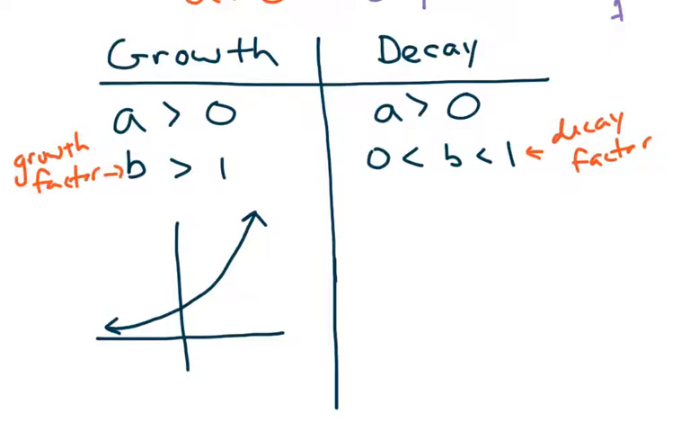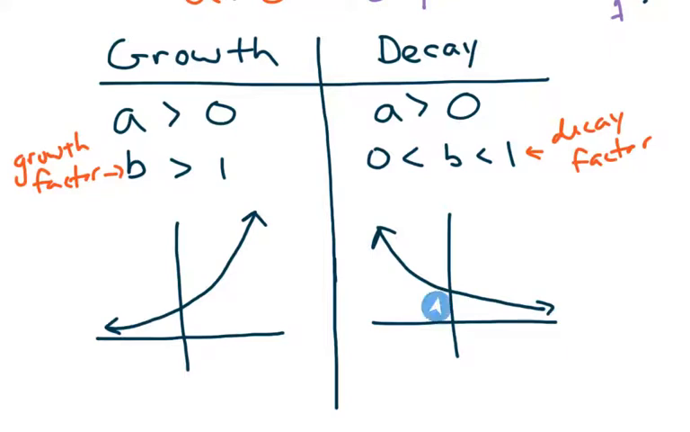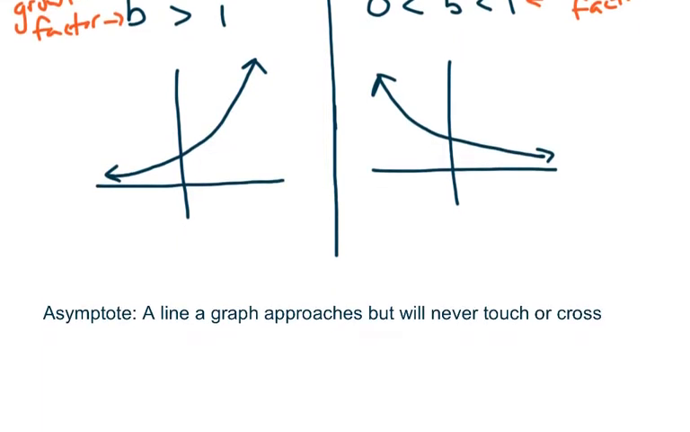For a decay function, it looks very similar, except it just kind of looks like a reflection in the y-axis. We just kind of flip it over the y-axis. So now this time, as we go to the right, the line is going to get closer and closer to the x-axis, but we're never actually going to get there. And that idea where we're going to approach something, but we're never going to touch it, we're never going to cross it, is called an asymptote. It's a vocabulary term, asymptote. A graph approaches, but will never touch or cross.